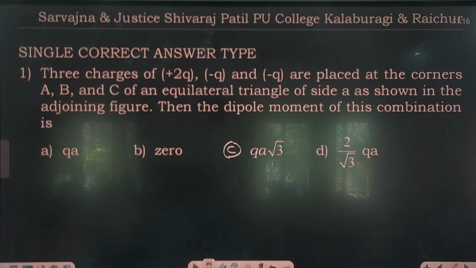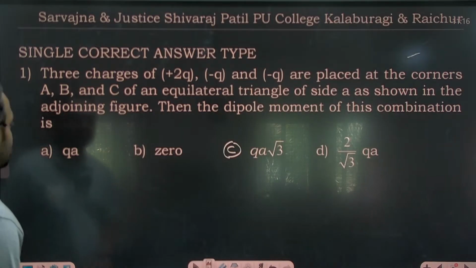Yes, quickly note it down. Then try and do this. We've already done these types of questions. Again, three charges plus 2q, minus q and minus q are placed at the corners of an equilateral triangle ABC, as shown in the adjoining figure.